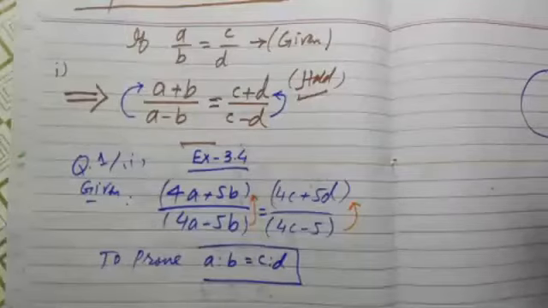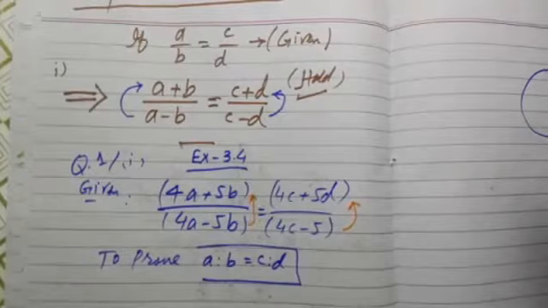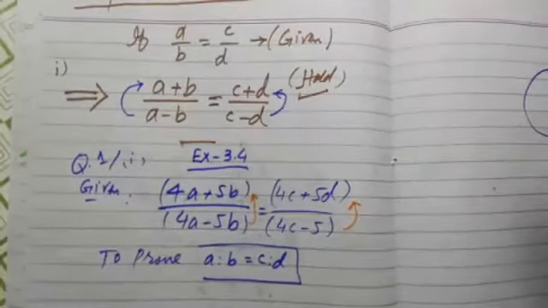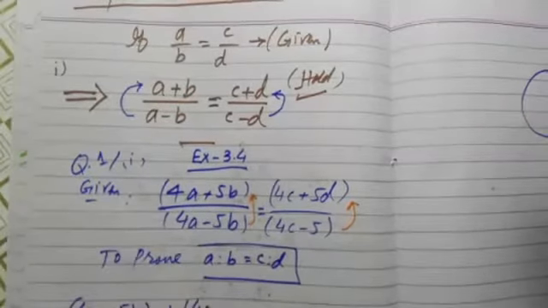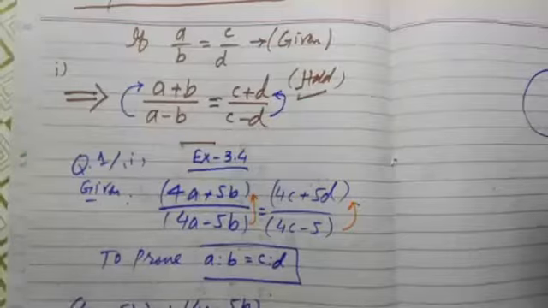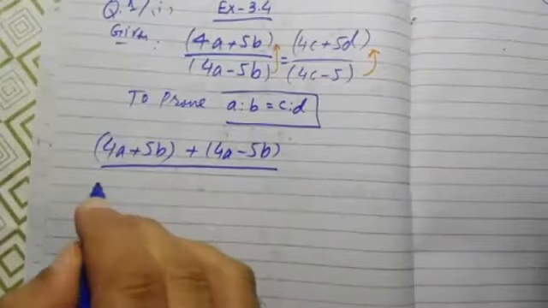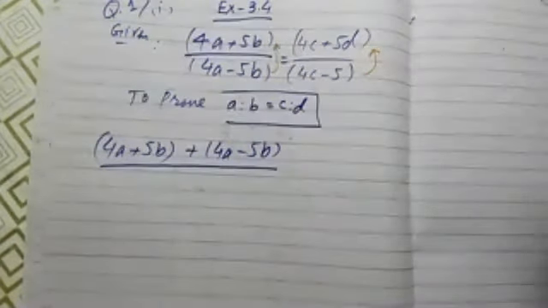On the right hand side, both will be done at the same time. So we are shifting terms in the denominator into the numerator. So you will write it 4a plus 5b plus 4a minus 5b, whole divided by like this one. And the same process will be done, that we will shift the term into the numerator and in the denominator.